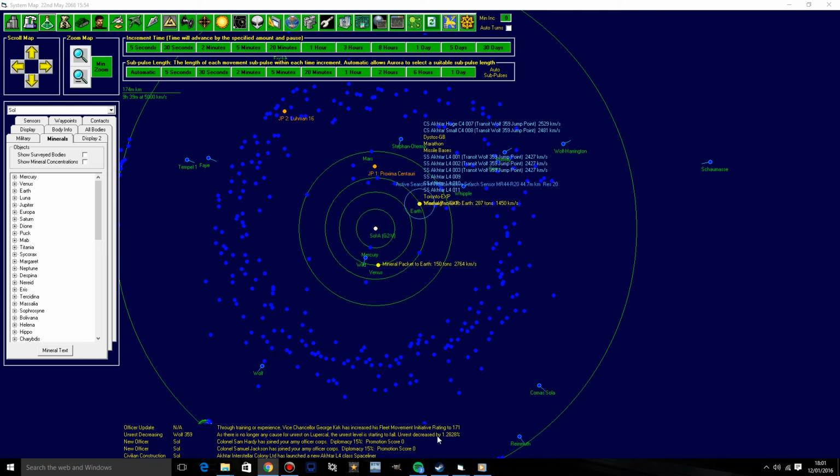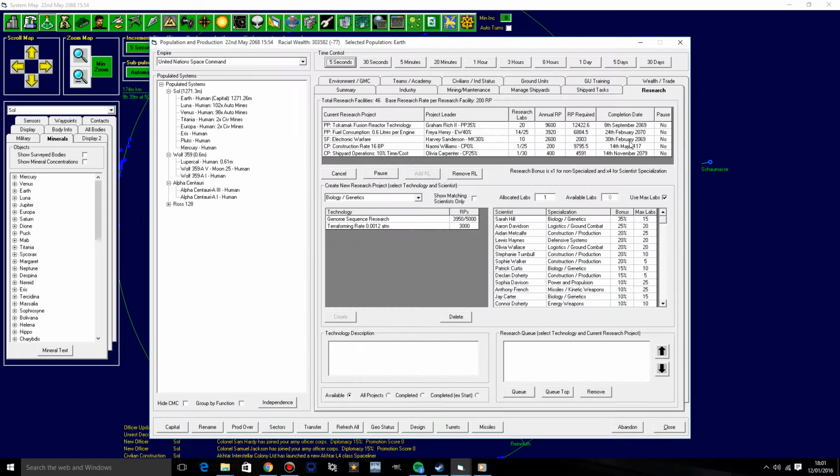Right, unrest decreased by 1.2828. That's good. Yeah, I need to think about building a troop transport, and then at least we can start deploying some troops over there and keep the unrest under control. Fuel consumption. I think our current consumption on the missile engines is maybe about 0.8. Possibly in that region.